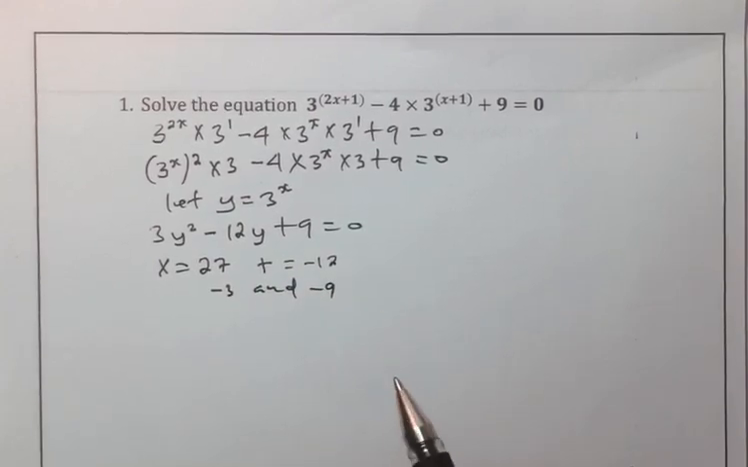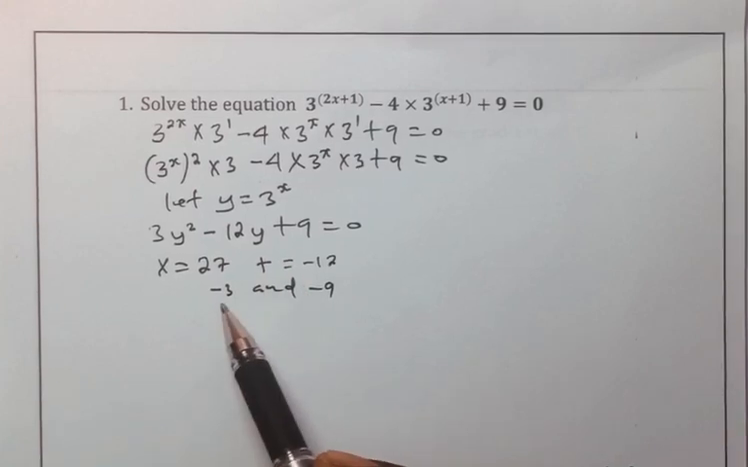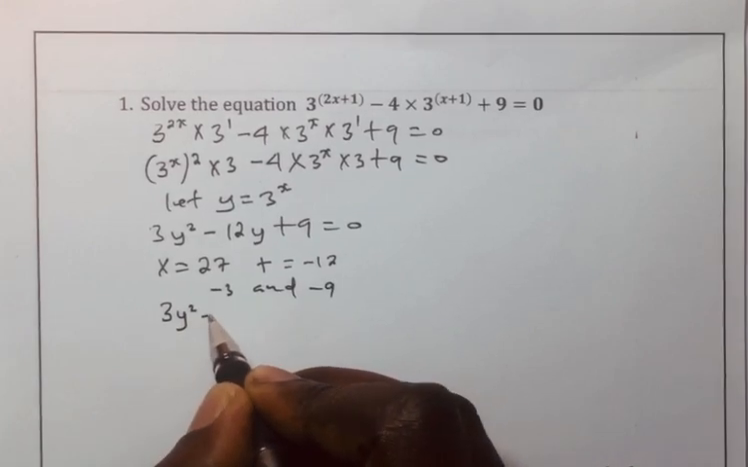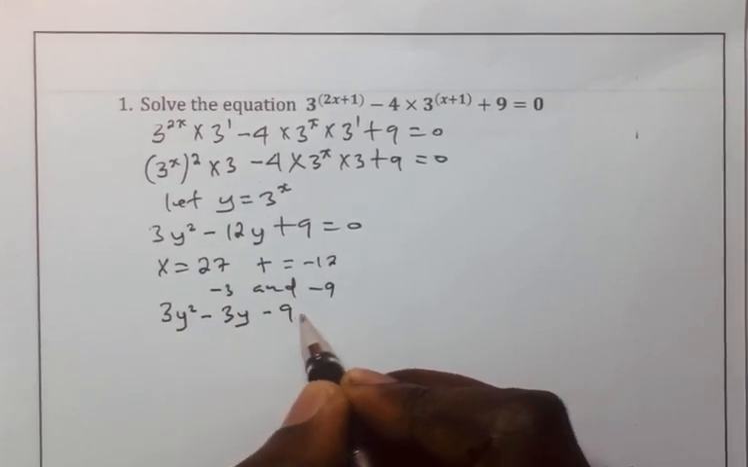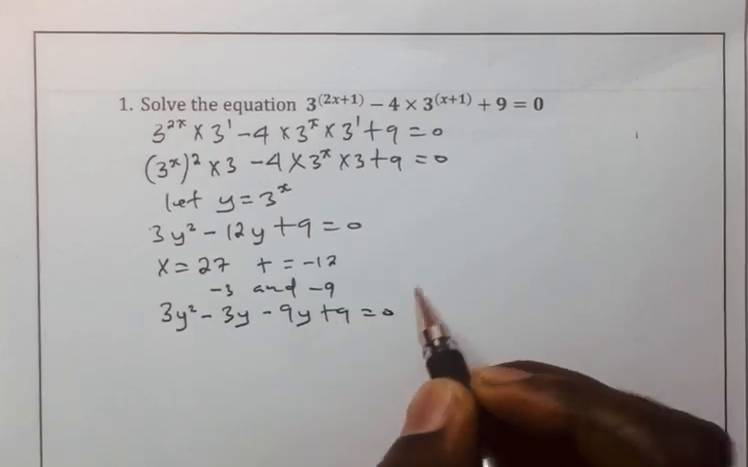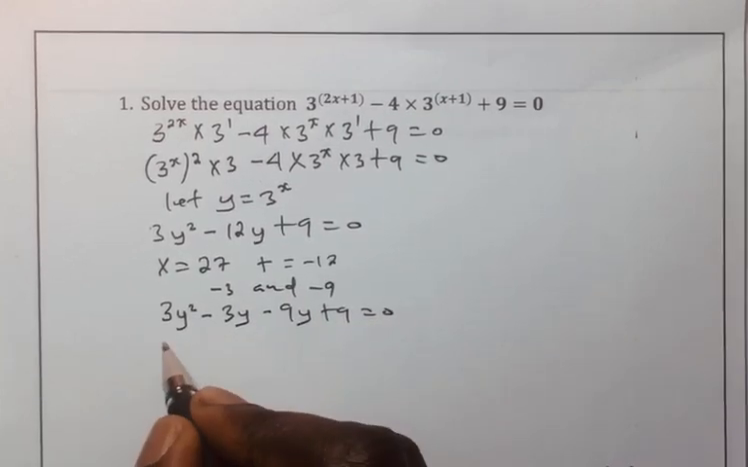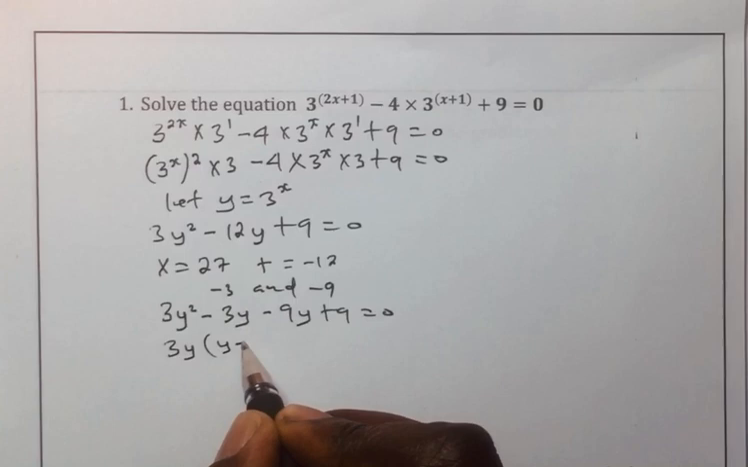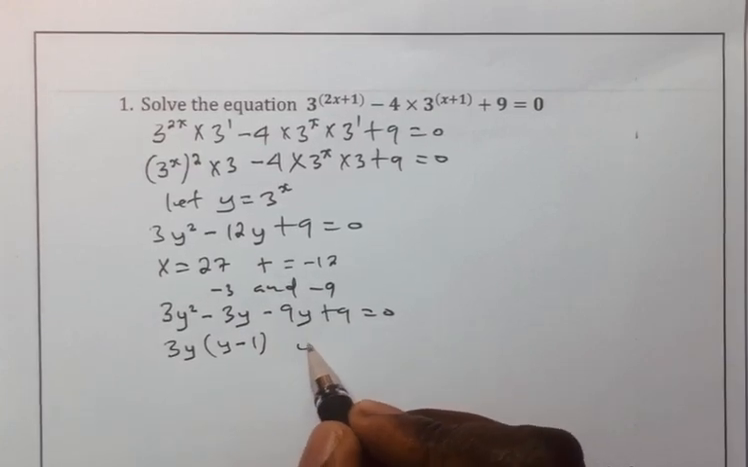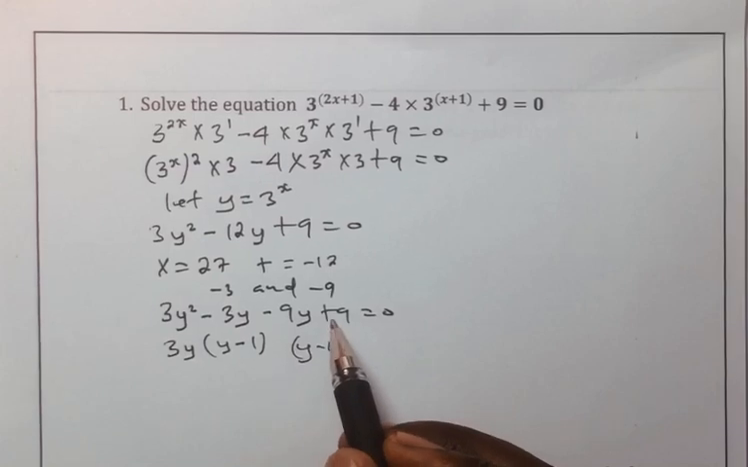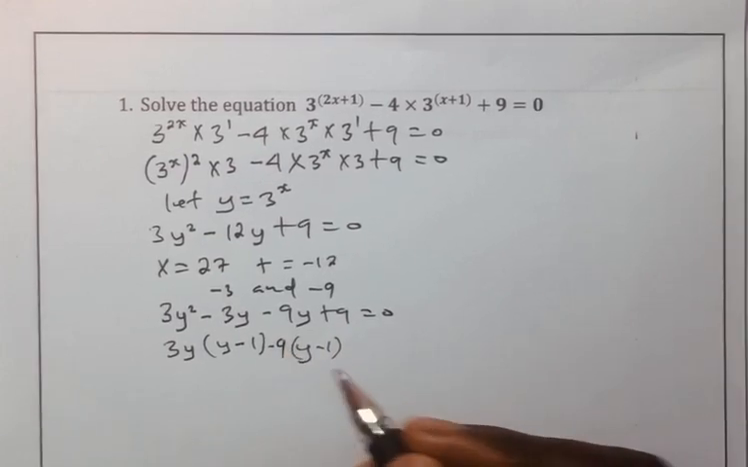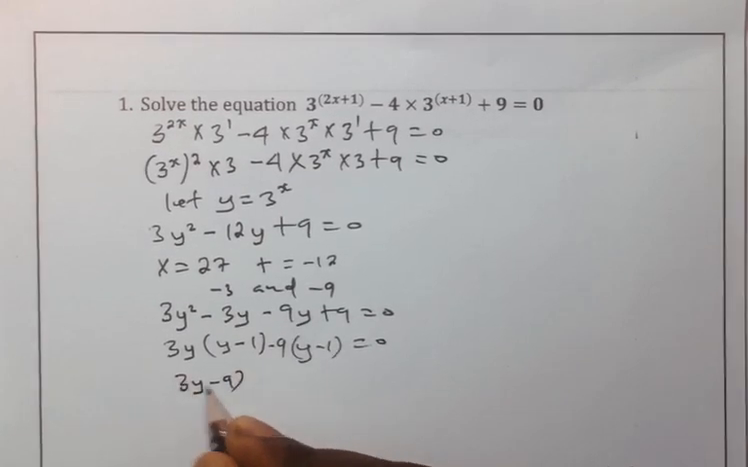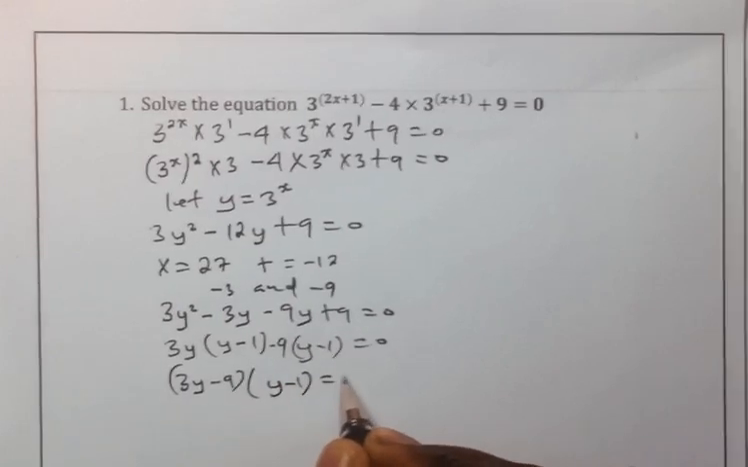You can check that. So we'll split b into negative 3 and negative 9, so that we have 3y squared minus 3y minus 9y plus 9 is equal to 0. So the common factor here is 3y into y minus 1. So you expect y minus 1 this side, and for you to get a positive 9, it means it was multiplied by negative 9 there, is equal to 0. So we have 3y minus 9 times y minus 1 is equal to 0.